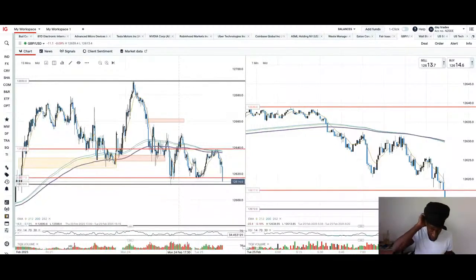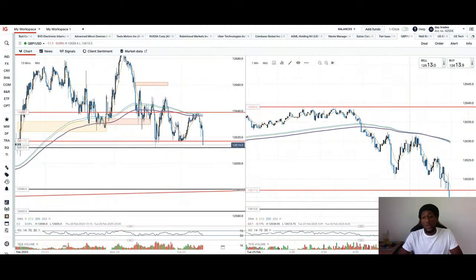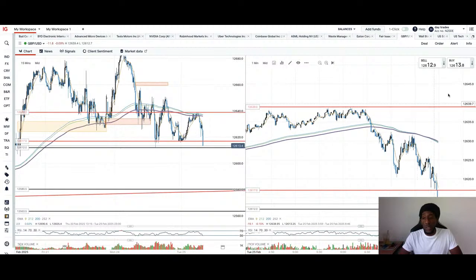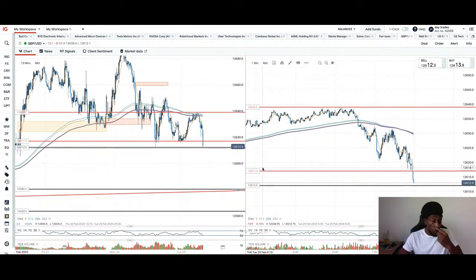Great British Pound USD about to take out. Well, it's just taken out today's low and it's about to take out yesterday's low. We'll see how the reaction goes. We might just want to trade inside. Lately it's been a little bit different.